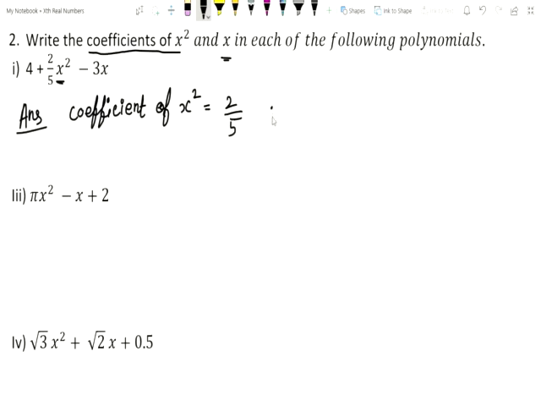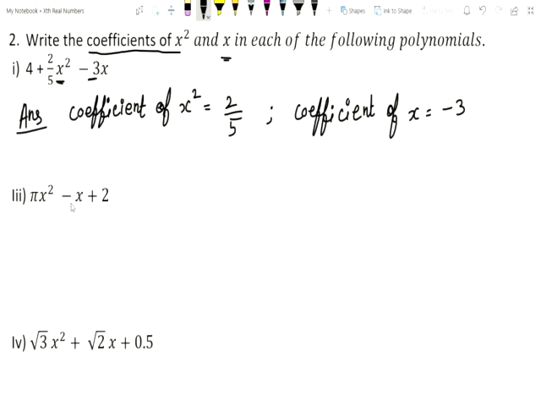Next, coefficient of x equal to minus 3. See here, what number is that? Minus 3. Along with the sign we have to take. So coefficient of x square equal to 2 by 5, coefficient of x equal to minus 3. You understand, children? See the next one.